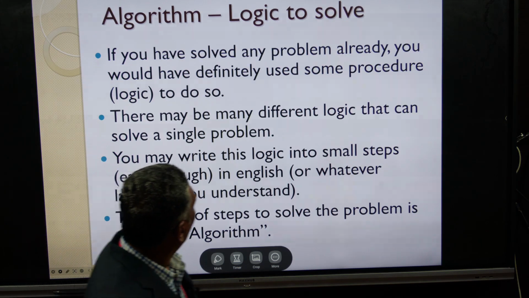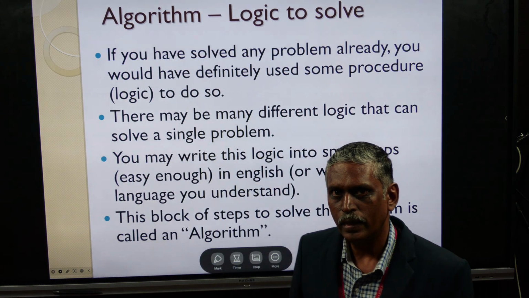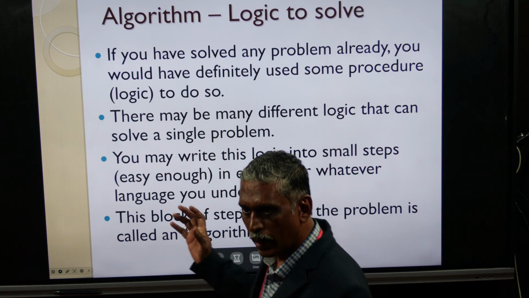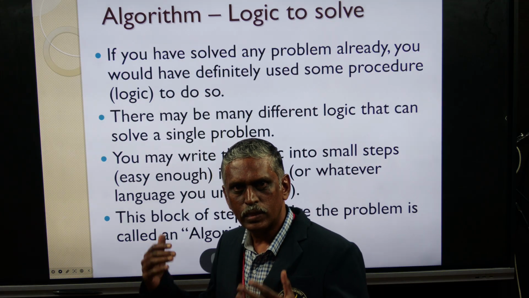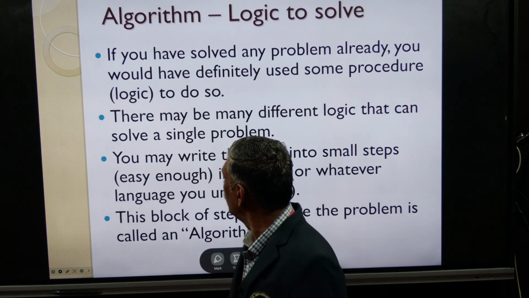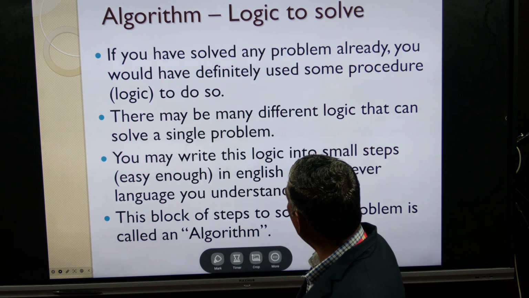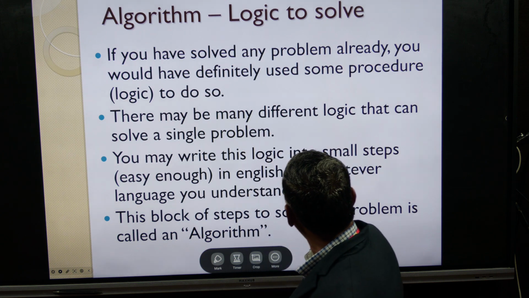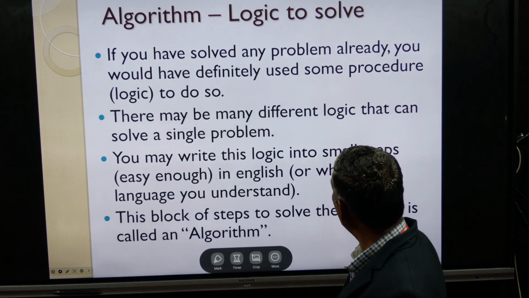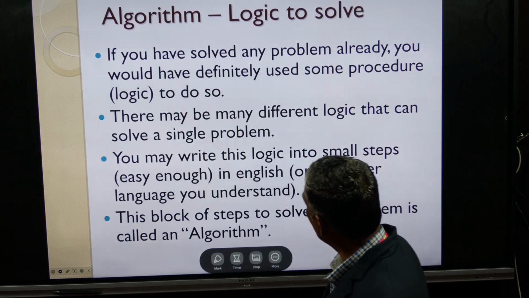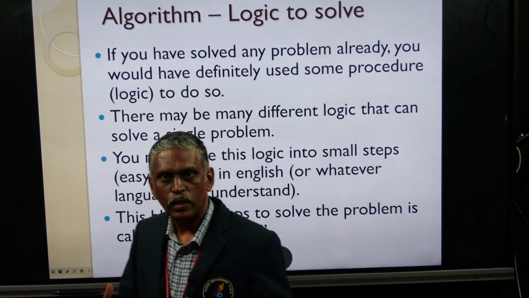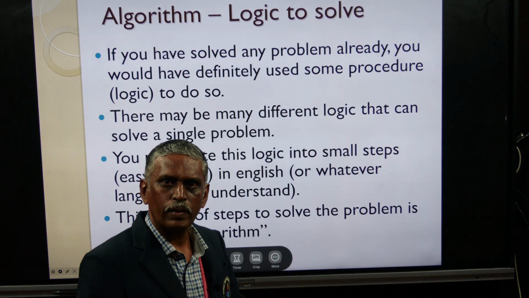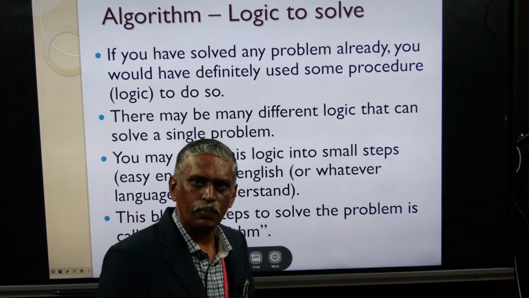Algorithm. What is an algorithm? An algorithm is a method which is used for solving a problem. Before solving it by computer, first we need to find out the steps involved in solving the problem. Okay. Identifying the steps involved in solving the problem is called an algorithm. If you have solved any problem already, you would have definitely used some procedure to do so. So the procedure is nothing but the steps involved in solving the problem. We need some kind of method, a methodology for solving the problem.